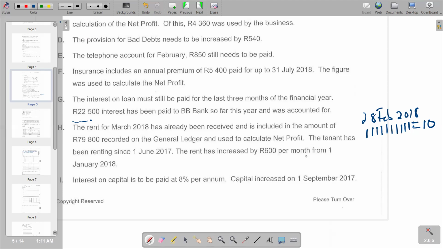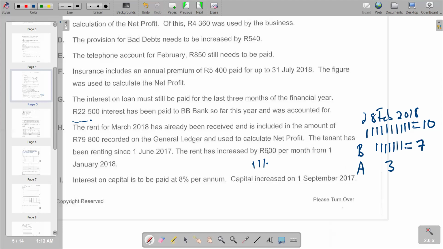But we're told that the rent increased by 600 rands from 1 month before the increase and then after the increase. So before the increase is from 1 June 2017 to 1 January 2018. So the whole of June, July, August, September, October, November, December. So we have 7 months before the increase. Then after the increase, also received, we have January, February, March. So we have 3 months.